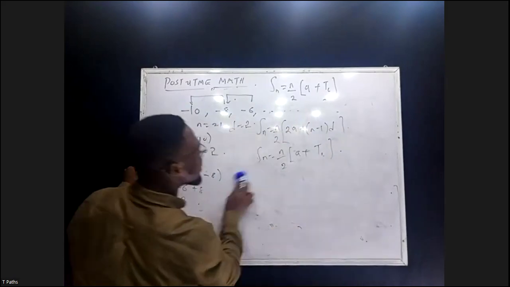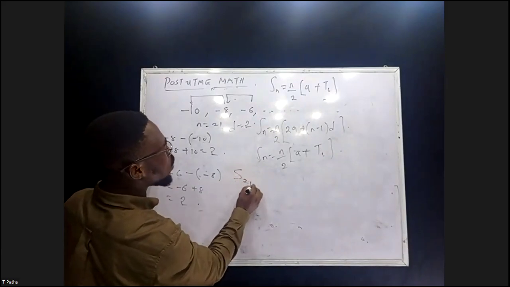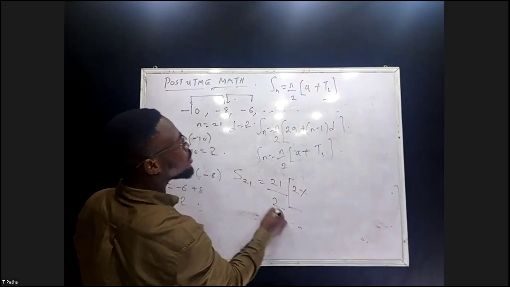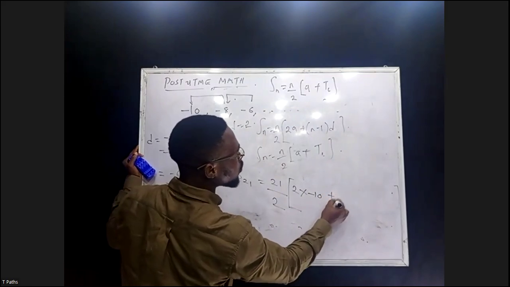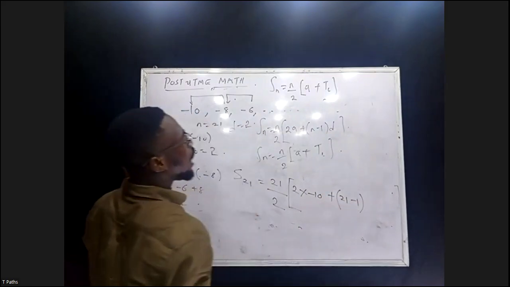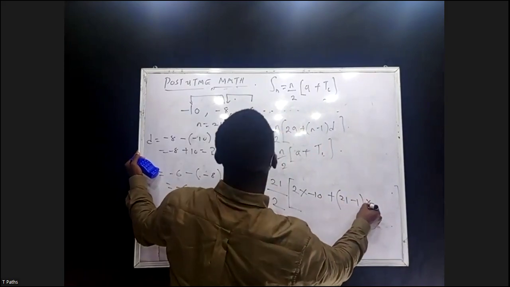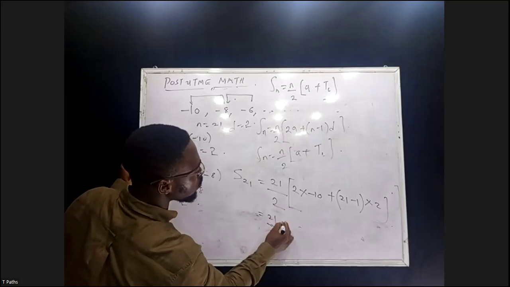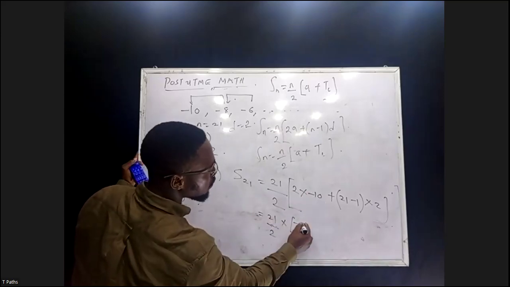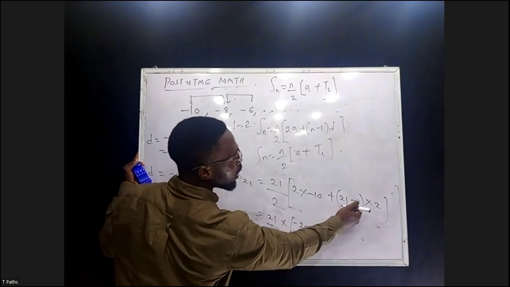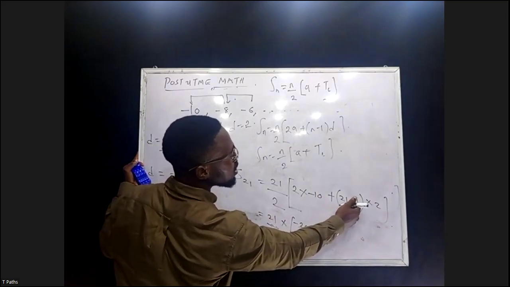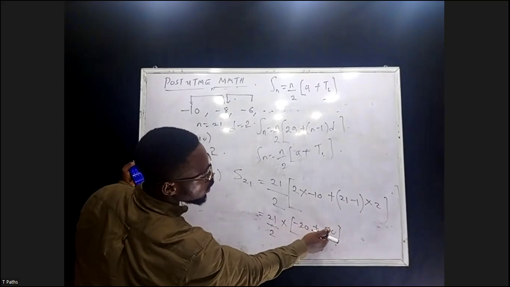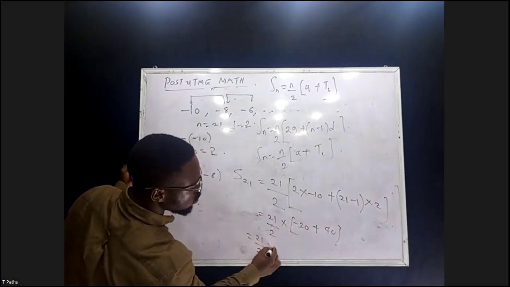So I will now apply that. If I apply that formula, the sum of 21 terms will now be 21 over 2 into brackets 2 times the first term, minus 10, plus 21 minus 1, times the common difference, 2. So when you do that, what do I have? 21 over 2 times 2 times minus 10, minus 20, plus 21 minus 1, 20. 20 times 2, 40. 40 minus 20 is actually 20. So this is now 21 over 2 times 20.